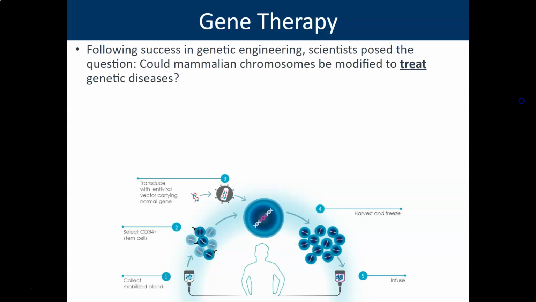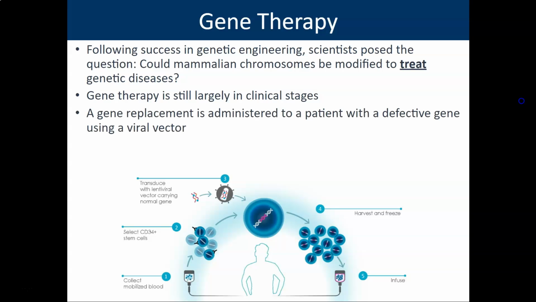All right, so we're going to talk about gene therapy. Gene therapy is essentially following the success of genetic engineering. Scientists posed the question, could mammalian chromosomes be modified to treat genetic diseases? Now, gene therapy is still largely in its clinical stages. When you think about diseases that only directly affect you, so you're an adult and you have diabetes, or you have some sort of cancer, is there a way to use gene therapy to help treat any of these diseases? Now, what it is, is a gene replacement administered to a patient with a defective gene using a viral vector.